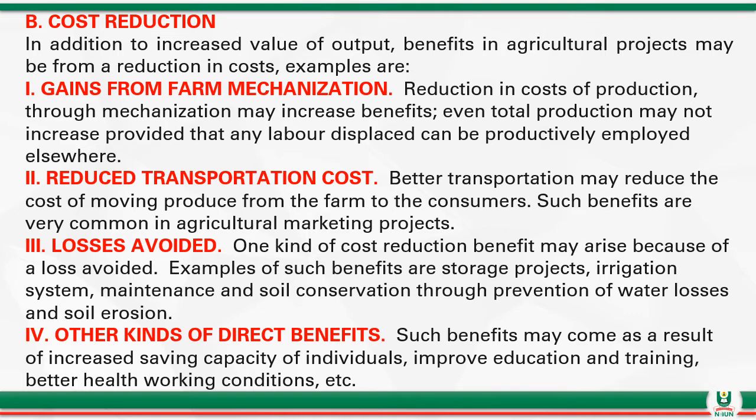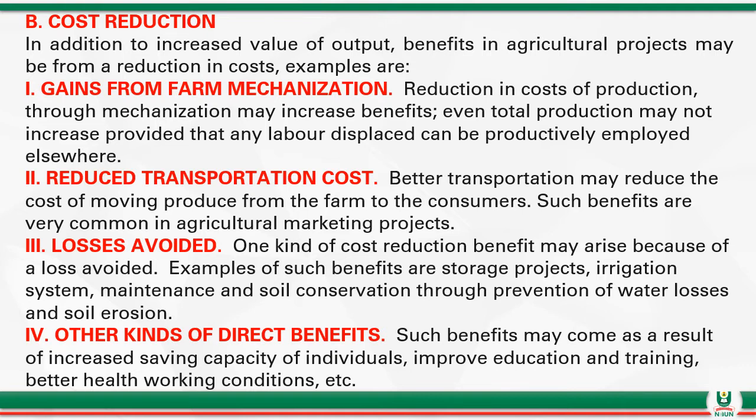Reduced transportation costs. Better transportation may reduce the cost of moving produce from the farm to the consumers. Such benefits are very common in agricultural marketing, especially where there are good road networks and good commercial vehicles. The cost of transportation will also be reduced. Then we also have this third one, losses avoided.